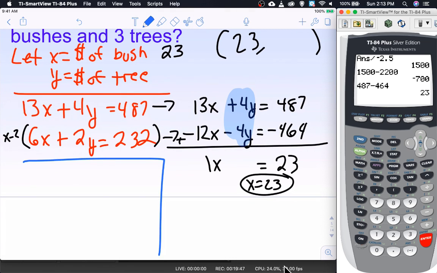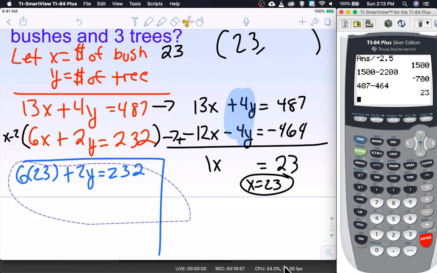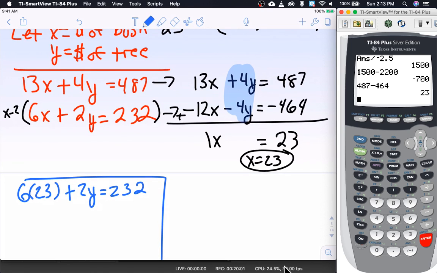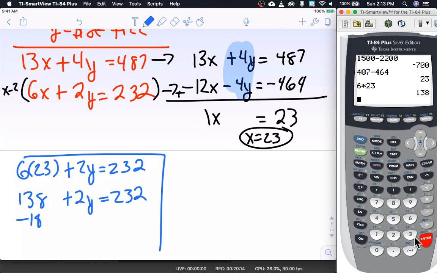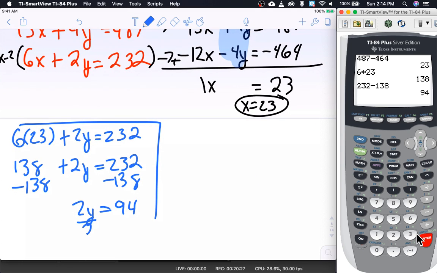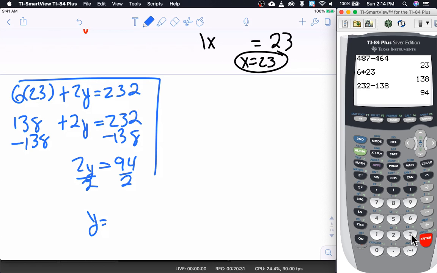So let's see. 6 times 23 plus 2 times y equals $232. Now I'll move him down. That way I'm not splitting over two different pages. And that gives us 6 times 23 is 138 plus 2y equals 232. I'm just solving the equation right now. Subtract 138 on both sides. 2y equals 232 minus 138, which is 94. And then when I divide by 2 on both sides to finish the solution, y will equal 47.